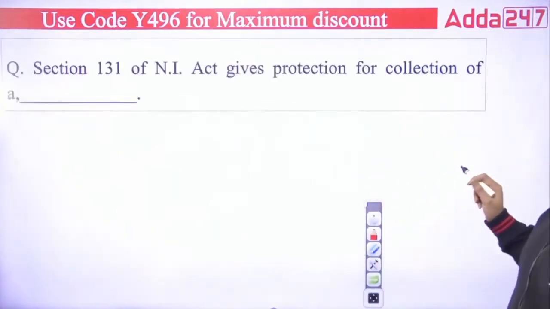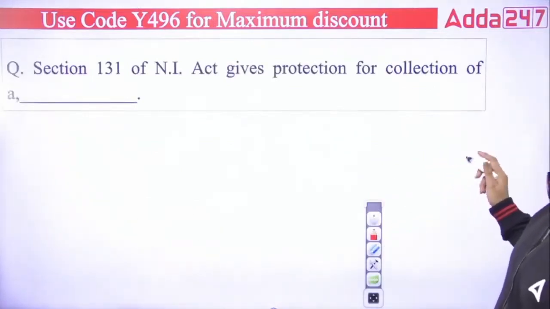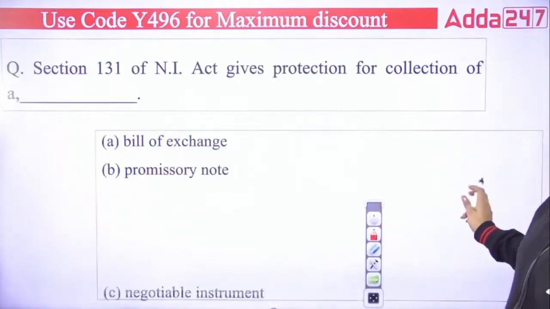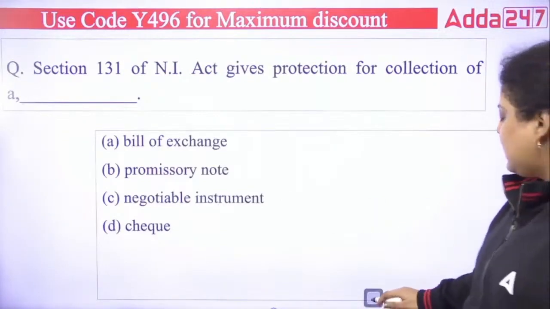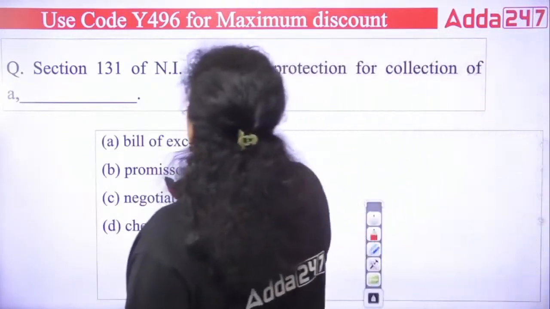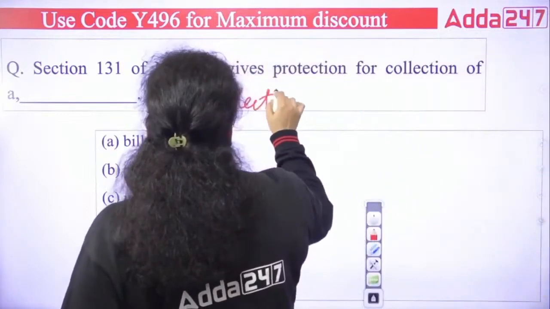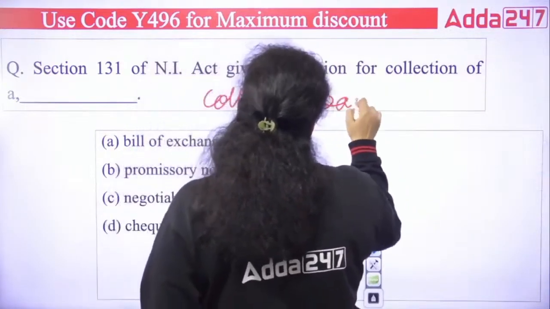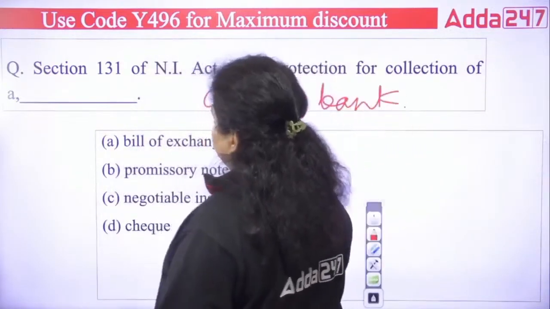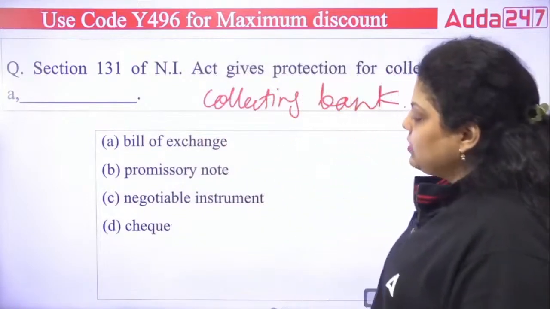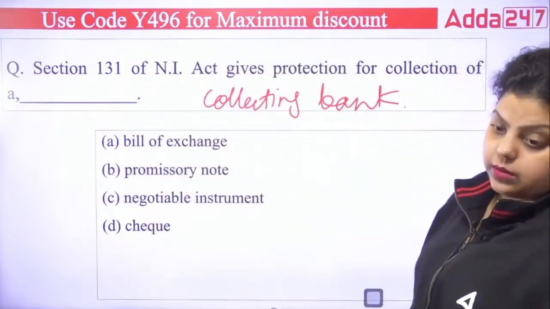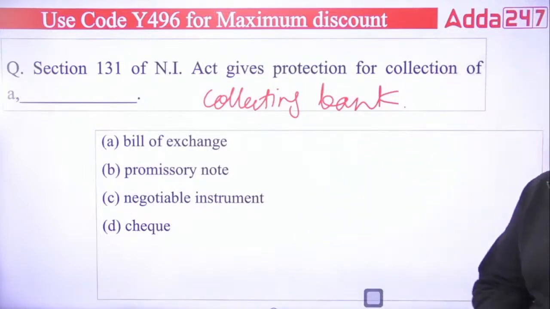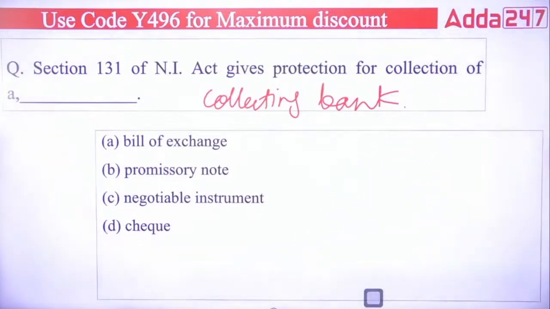Next we have section 131 of Negotiable Instrument Act gives protection for collection of dash. So we have seen that this act gives protection to which bank? To the collecting bank. In which document? Now you have to tell that. What document is it? Is it a bill of exchange? Is it a promissory note? Is it a negotiable instrument, or is it a check? In which document will this be provided?